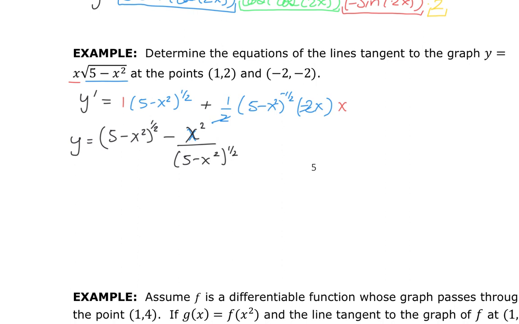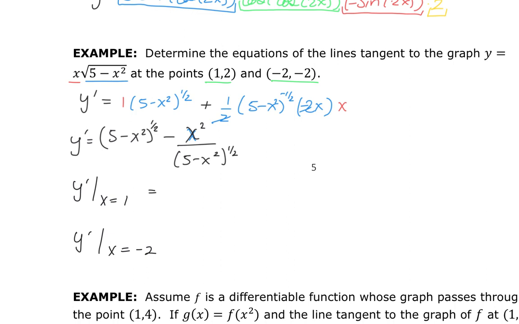Now all I have to do is evaluate this, and this is y prime. I need to evaluate y prime at x is equal to 1, and I need to evaluate y prime at x is equal to negative 2, because that's what they're asking me to do, is find the equation of the tangent line at those given points. So I'm going to put in 1, and I'm going to put in negative 2, into the y prime.